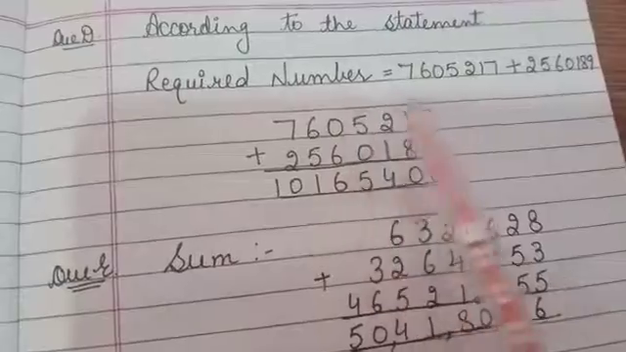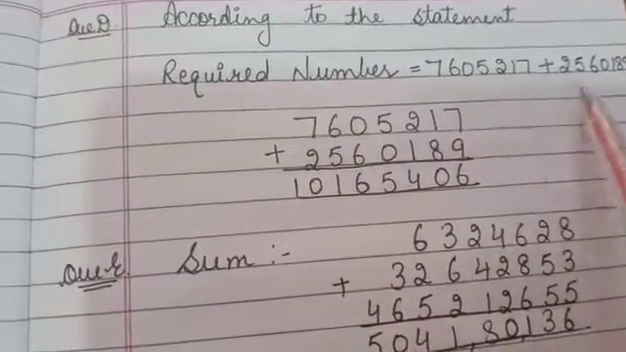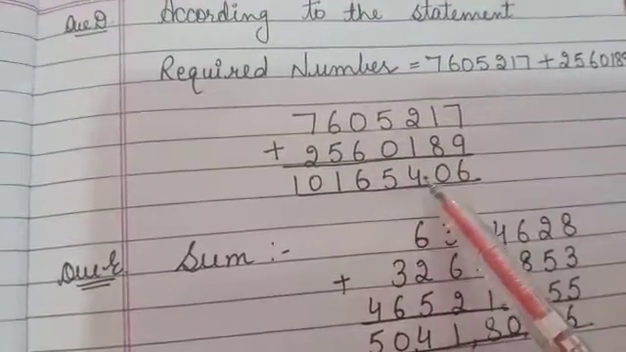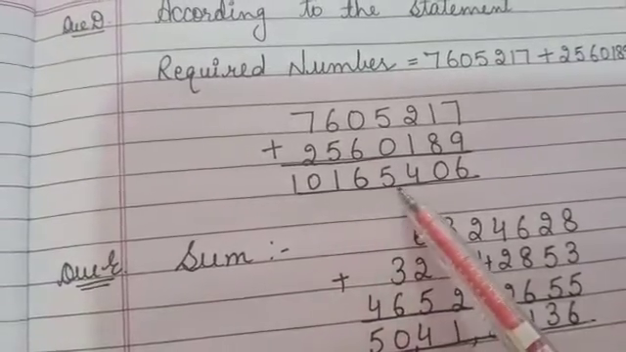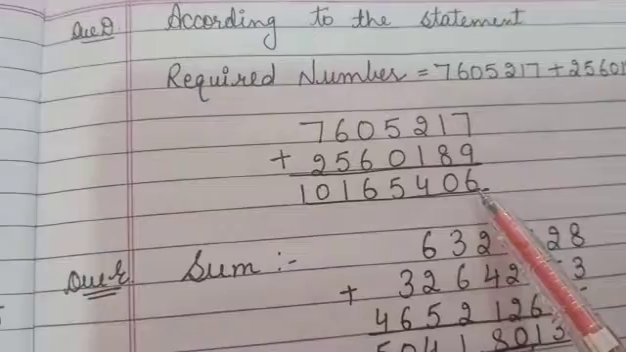How will we do it? According to the statement, the required number is the sum of these 2 numbers. On adding, we got the answer, that is 1,01,65,406.